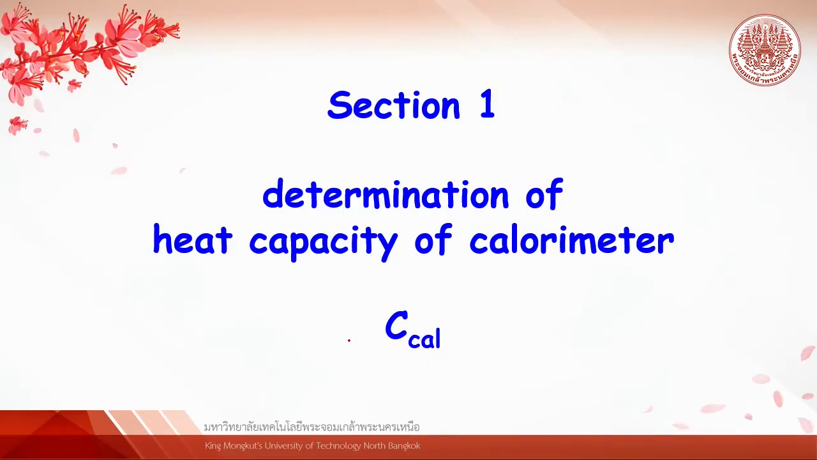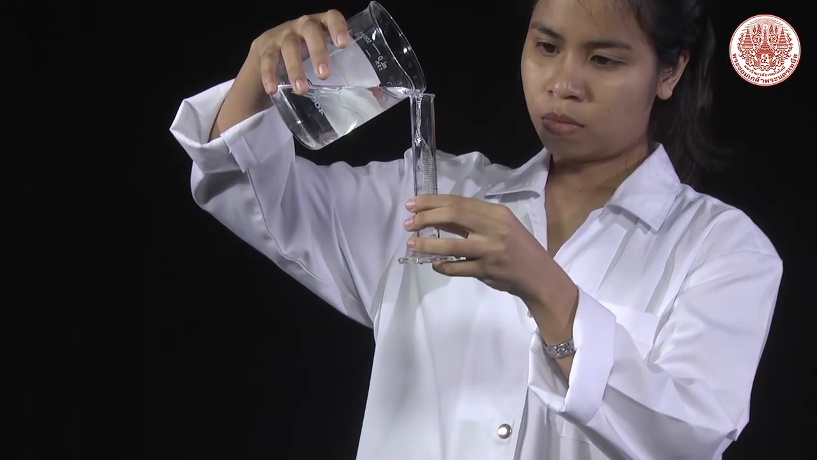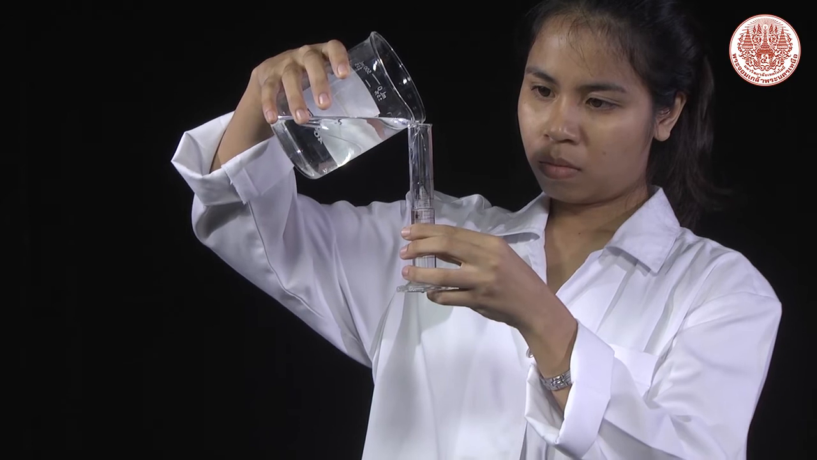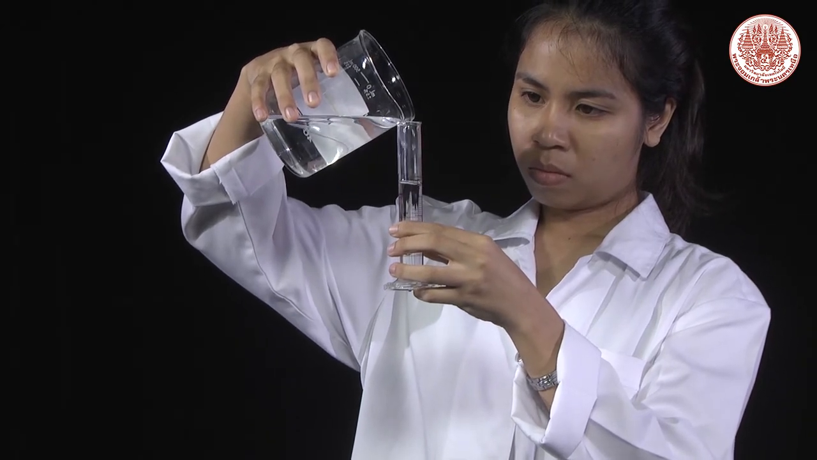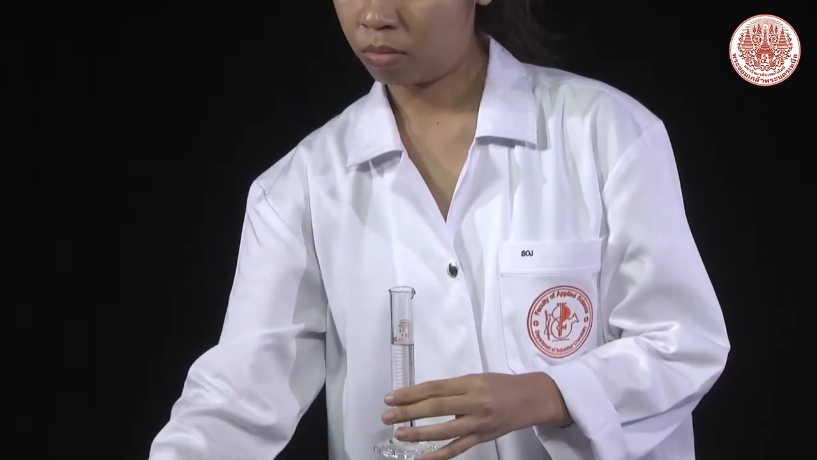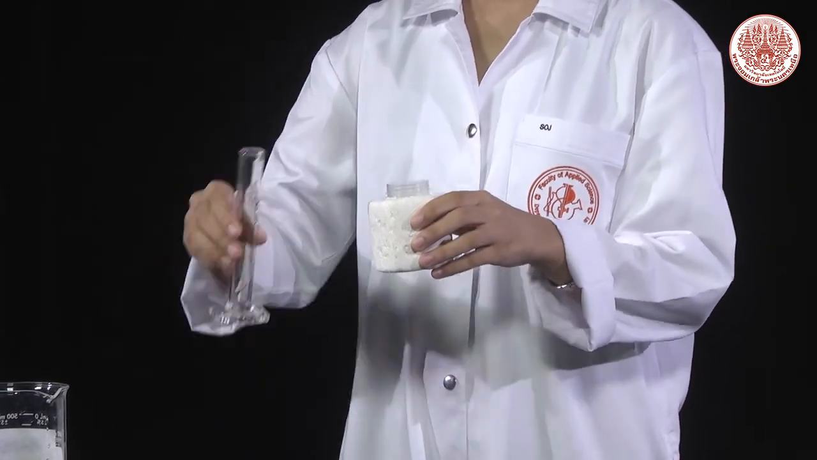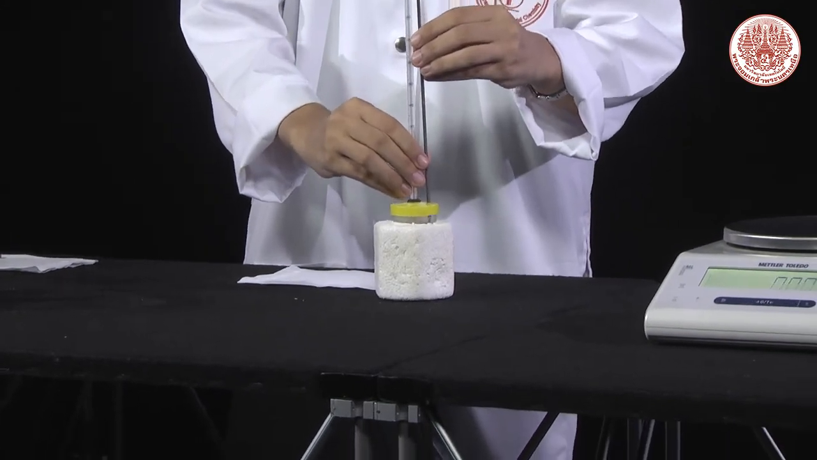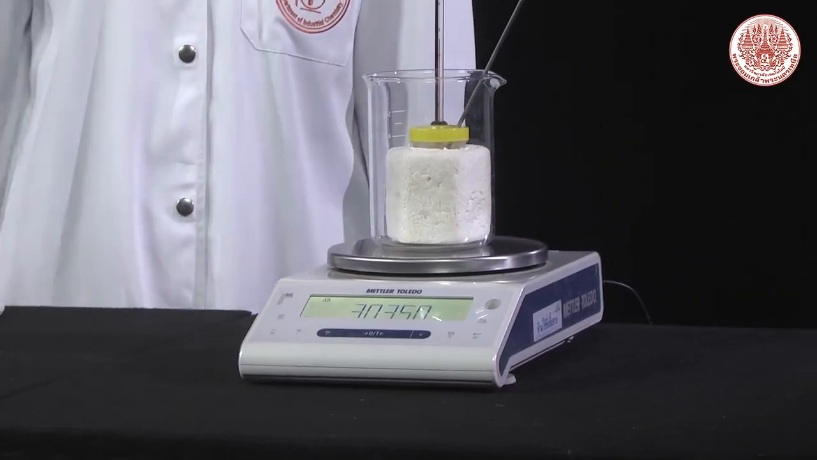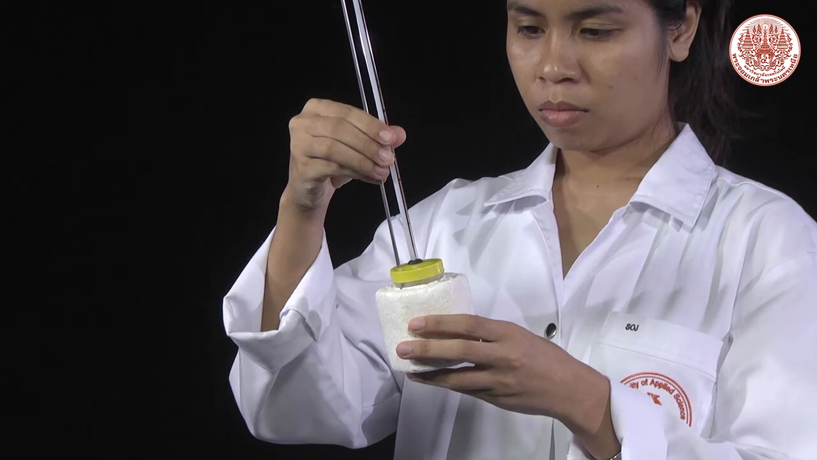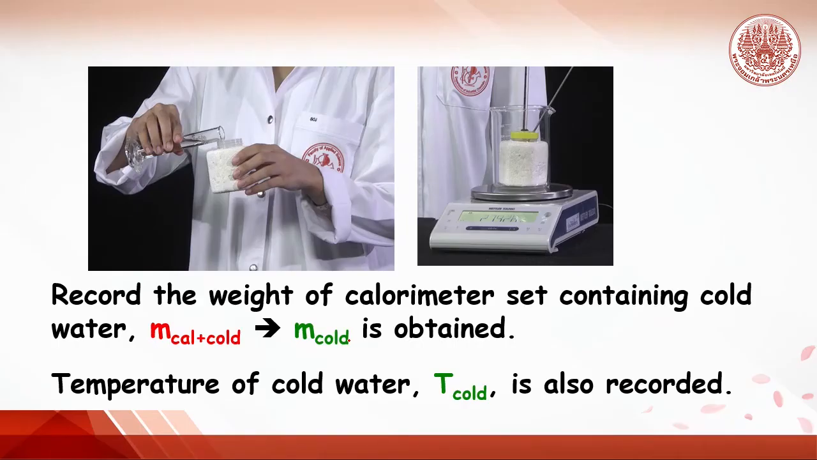Section 1, determination of heat capacity of calorimeter. Get 25 ml of tap water as a cold water using a graduated cylinder and pour into the calorimeter and weigh the calorimeter containing cold water. Also record the temperature of cold water. So now we get mass or weight of cold water and temperature of cold water.